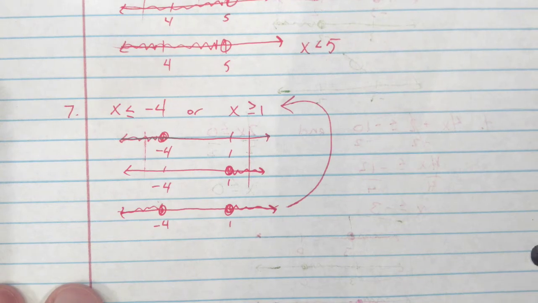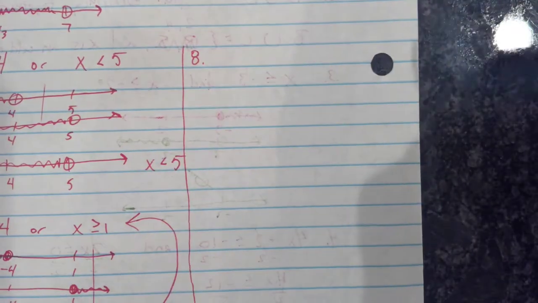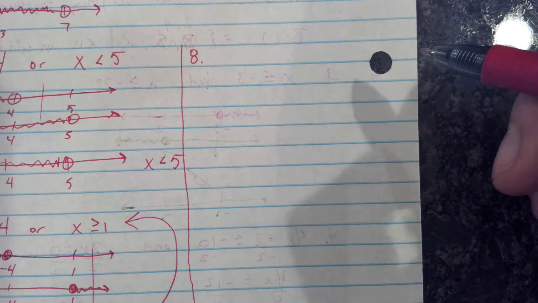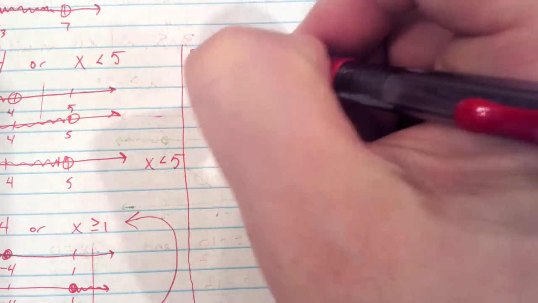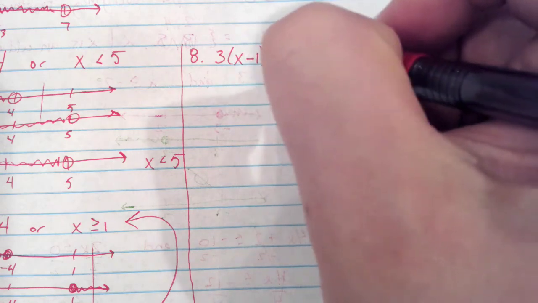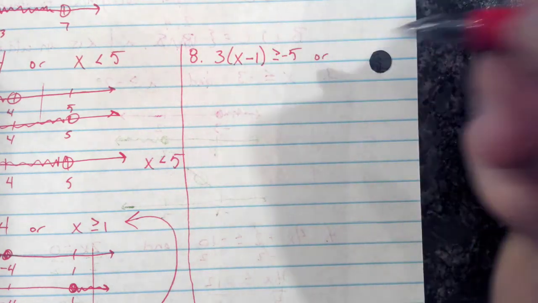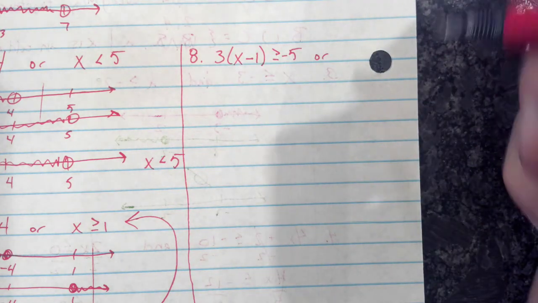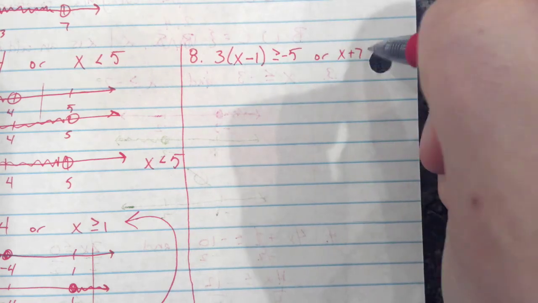Okay, one more. I don't know if I have enough room, so I'm going to come over here to the side of these problems. I hope you don't mind. Number 8. Okay. Last one, we've got 3 times x minus 1 is greater than or equal to -5, or x plus 7 is greater than 10.